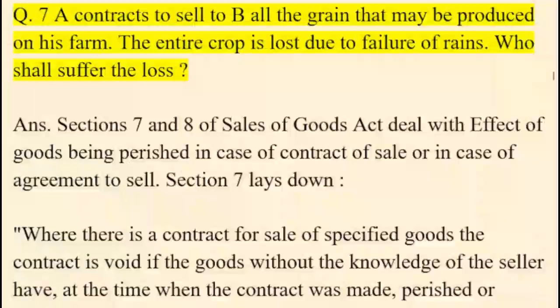Q. 7. A contracts to sell to B all the grain that may be produced on his farm. The entire crop is lost due to failure of rains. Who shall suffer the loss?